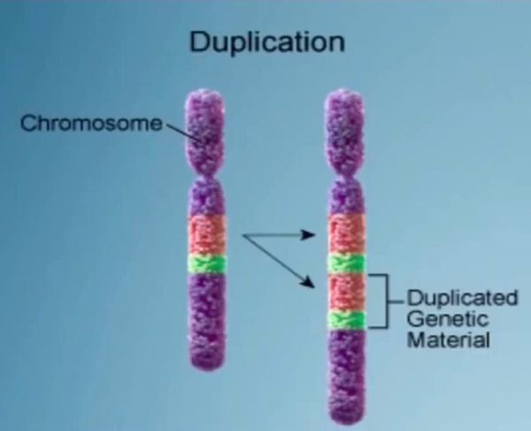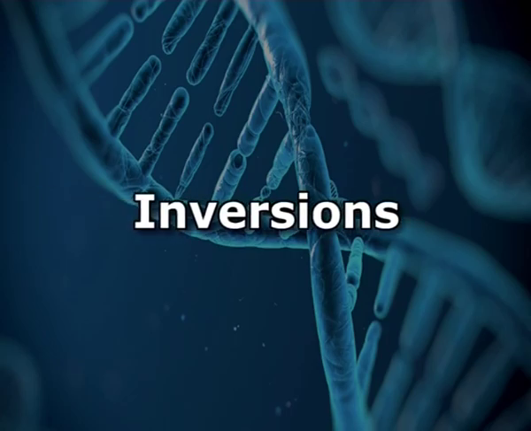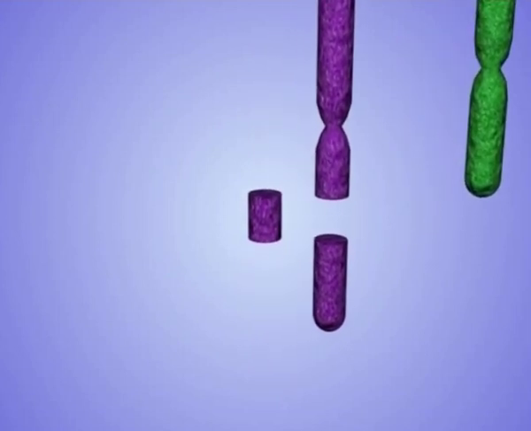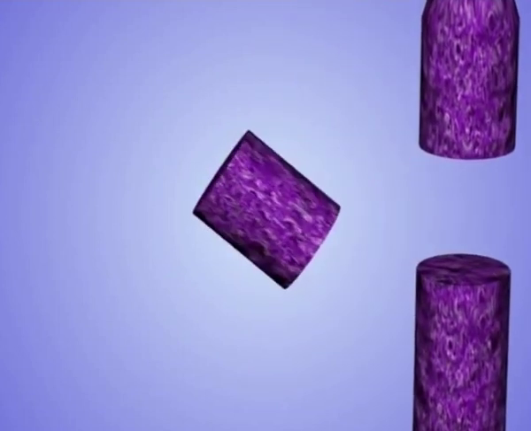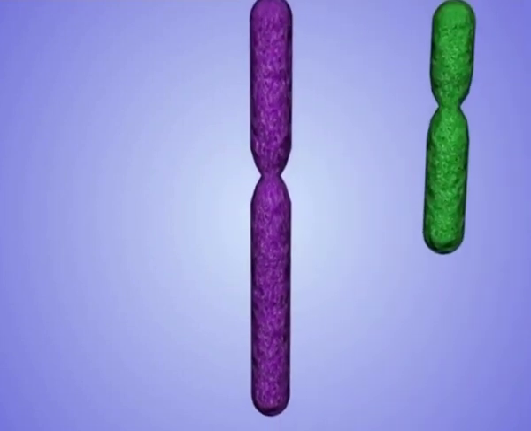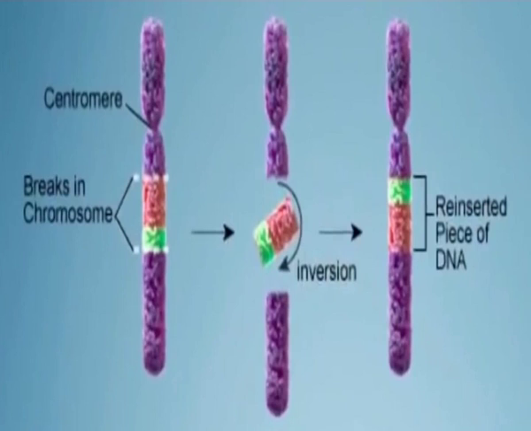The next type of change is inversions. An inversion involves the breakage of a chromosome in two places. The resulting piece of DNA is reversed and reinserted into the chromosome. Genetic material may or may not be lost as a result of the chromosome breaks.